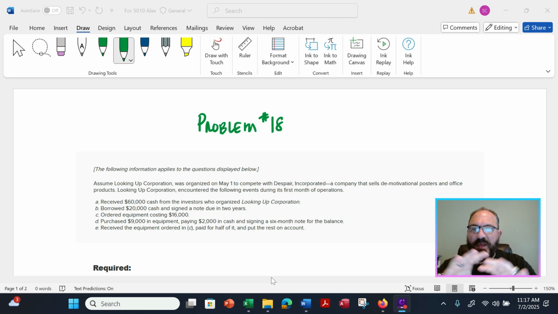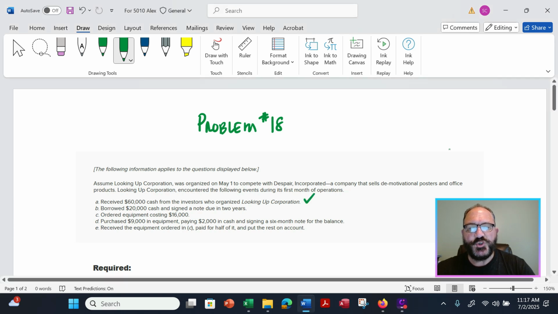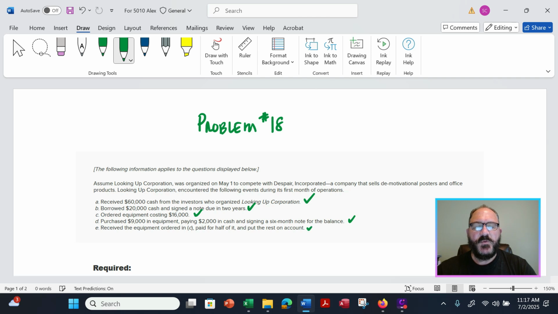And so anyway, they want to open up this new corporation. So they give us this series of activities right here, and they want us to make journal entries for this. All right. So the journal entries, like here, received $60,000 in cash from the investors.